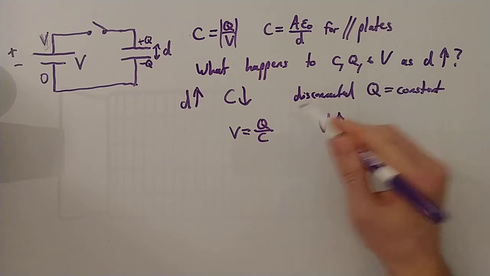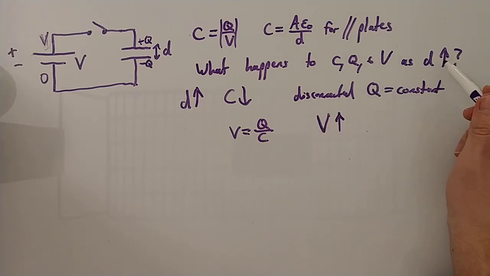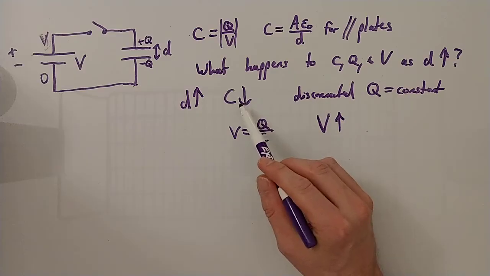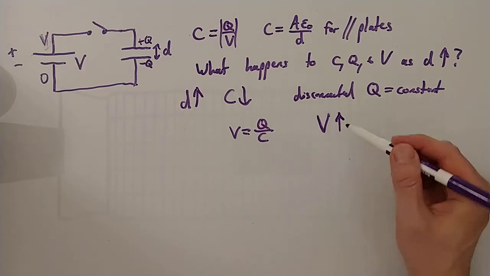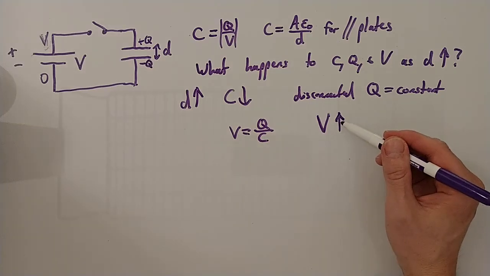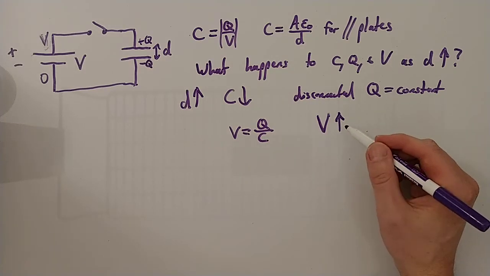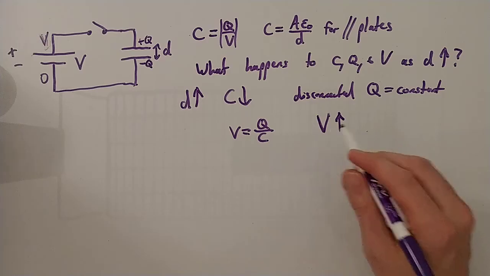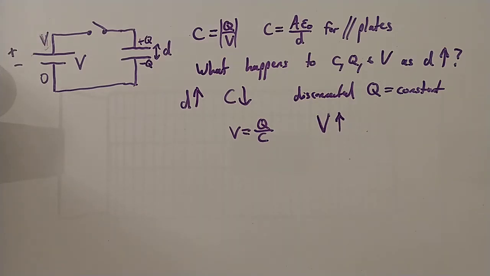And specifically, let's say I doubled the distance between the two, that would make the capacitance get halved. And if the capacitance was halved, then the potential would get doubled. So interestingly here, you end up with the potential increasing and the capacitance going down because Q is constant.